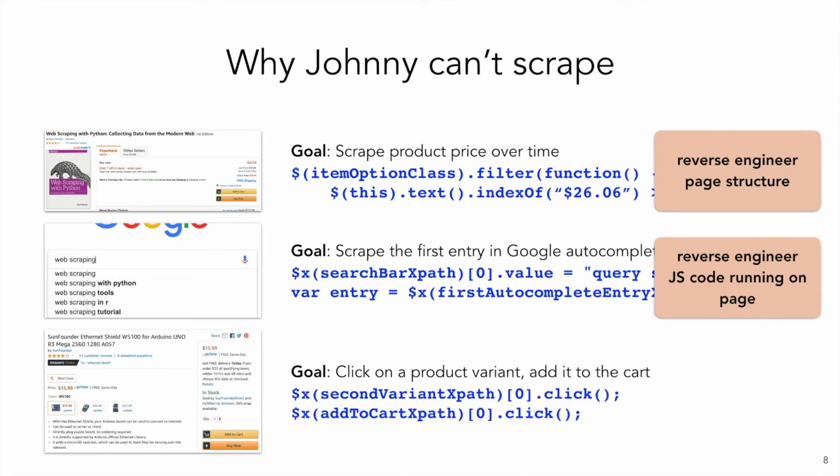Okay, one last little quiz here. If we are trying to click on product variant 2 and then click on add to cart, what's going to go wrong with this snippet? Here we just want to add that second variant into the cart.